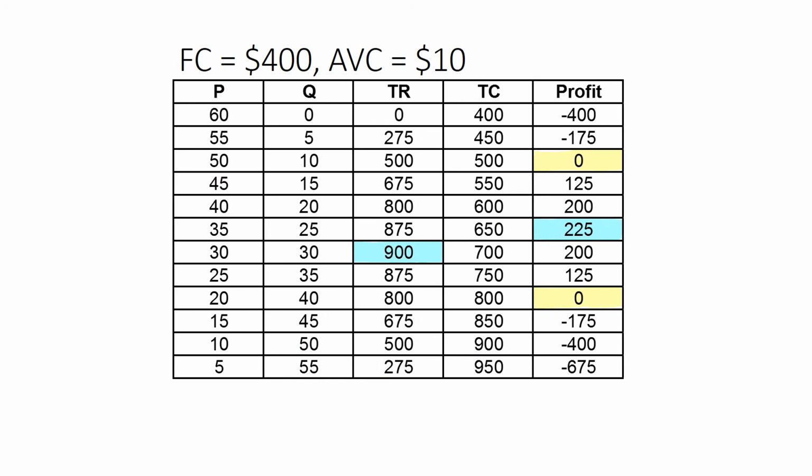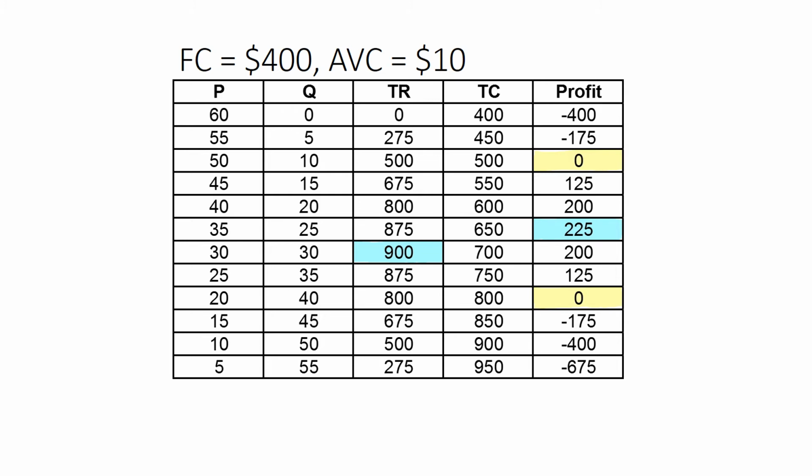In this example, the fixed cost is $400, and the average variable cost is $10 a unit. Since average variable cost is a constant, this example uses the accounting view of average variable cost. The columns are for price, quantity sold, total sales revenue, which is price times quantity, total cost, and profit. For simplicity, this is a straight line demand curve. Take a look at the total revenue column and notice that it starts at zero. The price of $60 is so high that we don't sell anything. As we lower the price, we start selling a few units, and the total revenue starts increasing. Once again, the price went down and total revenue went up.